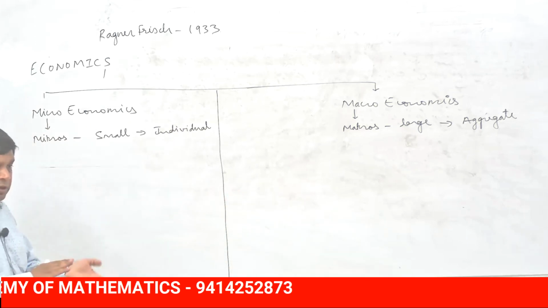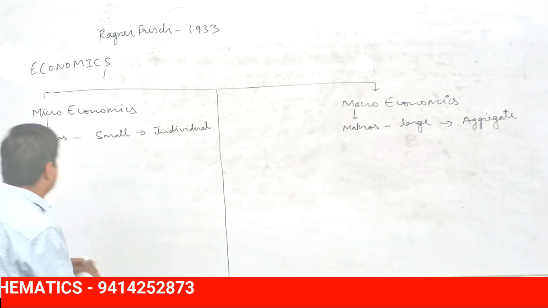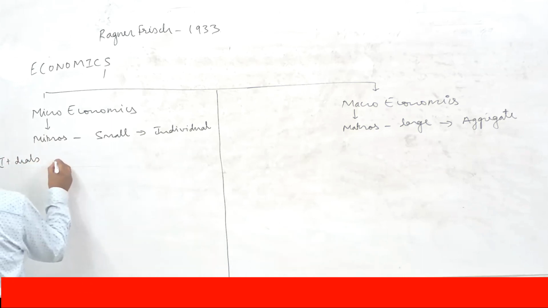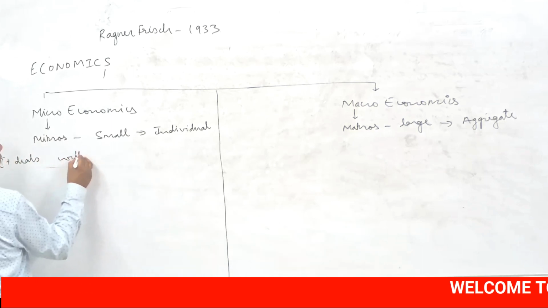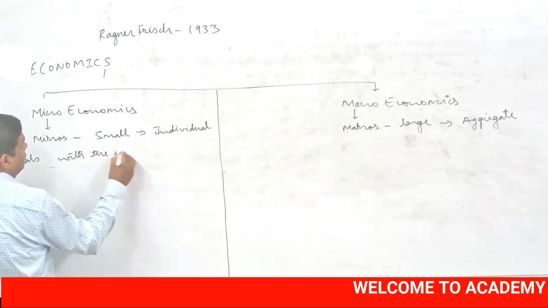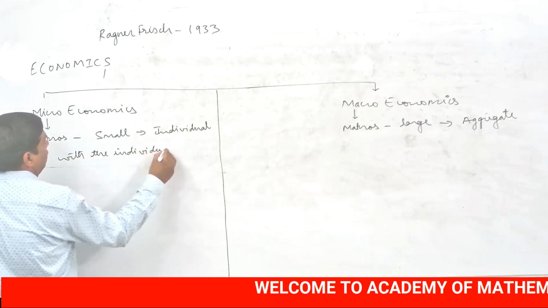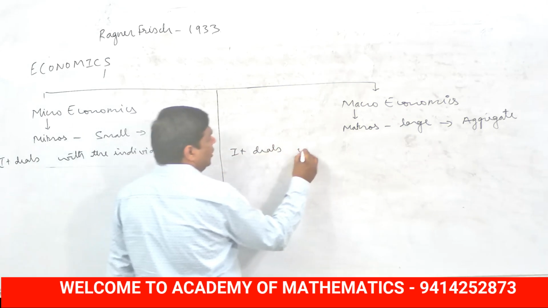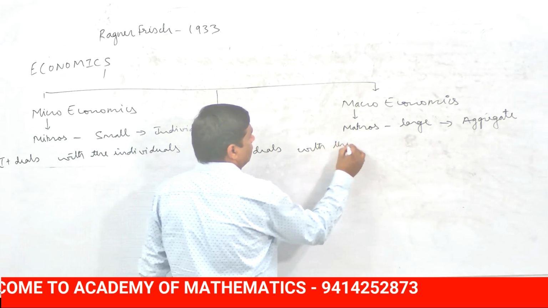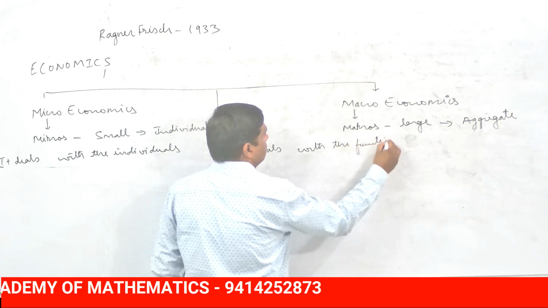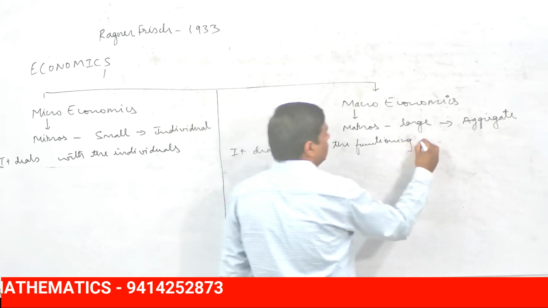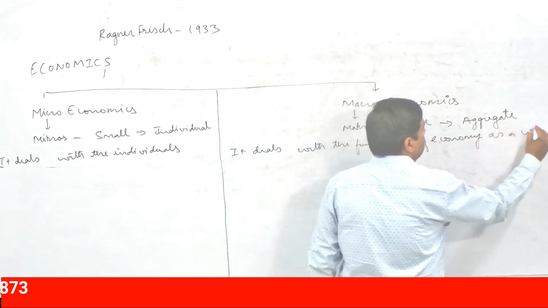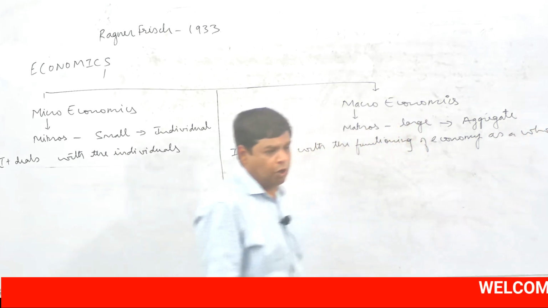See, the meaning is different and the definition is different. Microeconomics deals with the individuals, while macro deals with the functioning of the economy as a whole. It means the macro deals, we can say, with the whole economy.